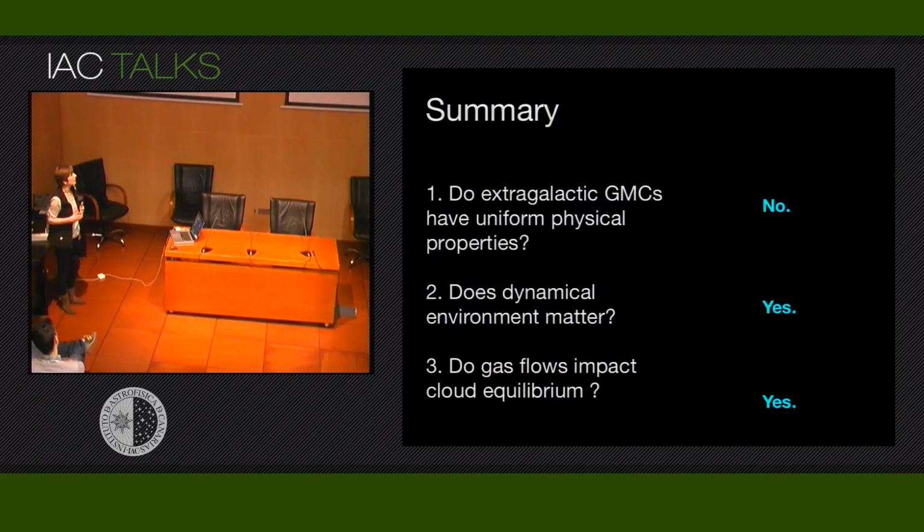So, in summary, do extragalactic GMCs have uniform physical properties? No. My way of showing that was this increase in mass, although there's also increases in brightness, temperature, and line width for M51's GMCs compared to local dwarf galaxies. Does the dynamical environment matter? Yes. We saw that very clear link between gas depletion time and the torques, identifying different dynamical environments. And then the way that we interpreted that was that gas flows impact cloud equilibrium. So, thank you.